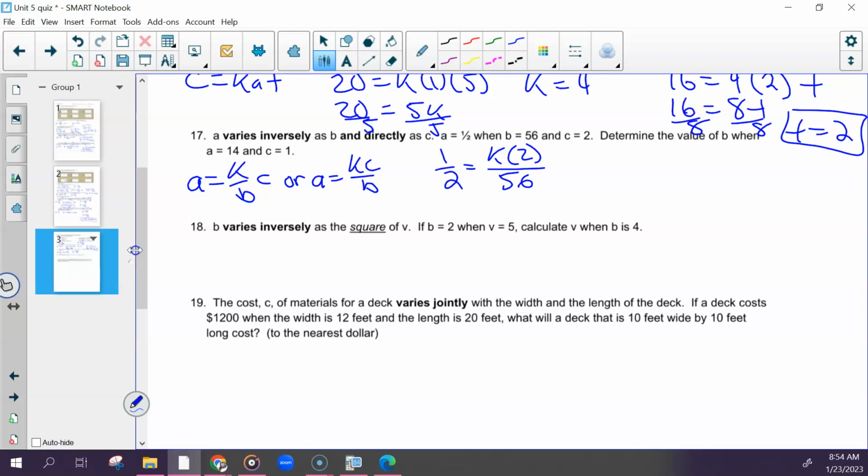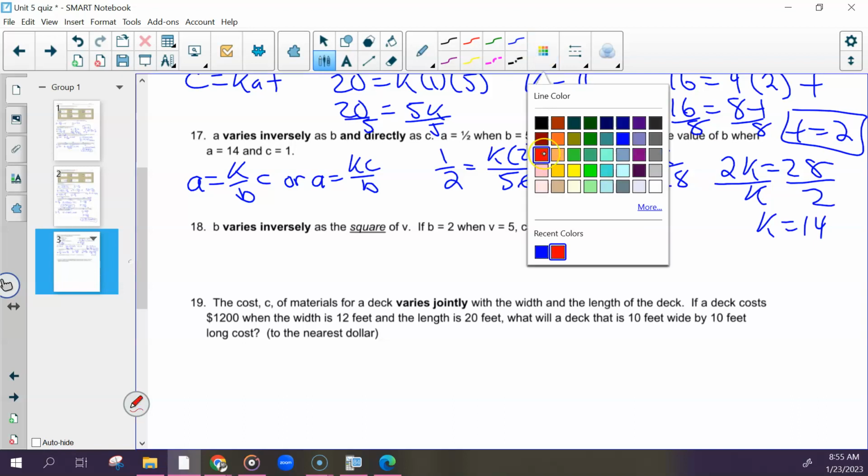What did it say? 28. So let's say I simplified this first. This would be 1 over 28. I could either multiply both sides by 28 or cross multiply, does not matter. So K should have been 14. Then you would put that in with everything else and solve for B.